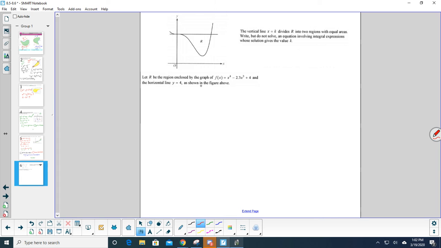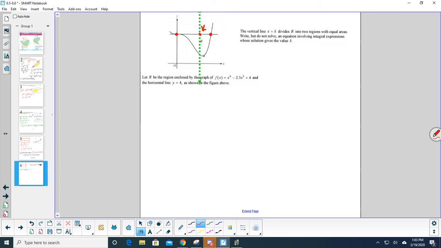So what we have here is this region in here. It's enclosed by this quartic, and it's enclosed by this horizontal line. So we have a point here and a point here. And we want to find a vertical line that will cut this region into 2 equal pieces. We don't know really where it's at. We're just saying it's somewhere, and we're going to call it k. We just know that this half of R equals this half of R.